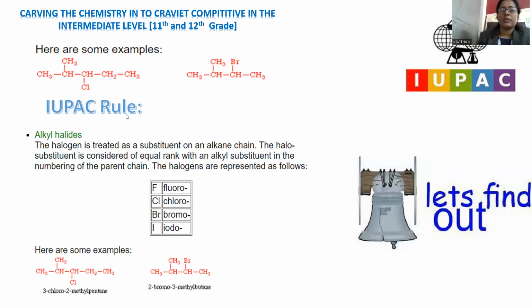Here, IUPAC rules are provided for alkyl halides. According to IUPAC, F for fluoro, Cl for chloro, Br for bromo, I for iodo. So this is the kind of abbreviation. And halogens are treated as substituents on the alkyl chain. Whenever you consider an alkane chain, the halogen will be the substituent. The halo substituent is considered equal in rank with alkyl. If alkyl and halo are both there, both have equal priority on the parent chain.